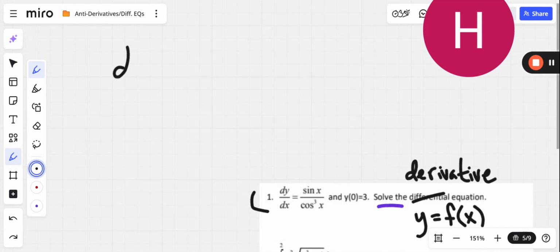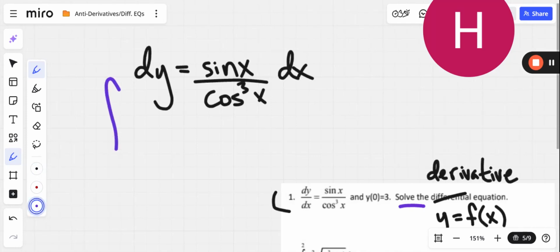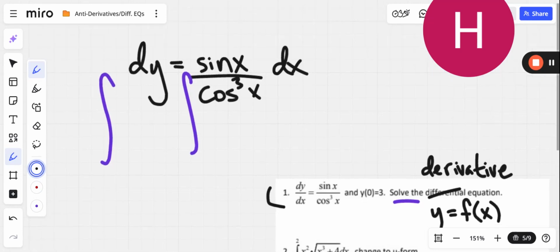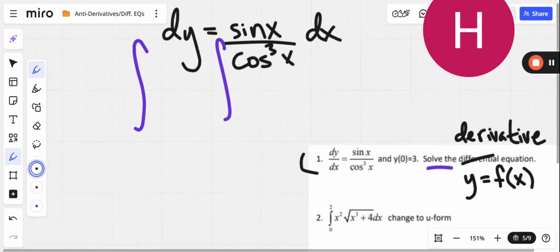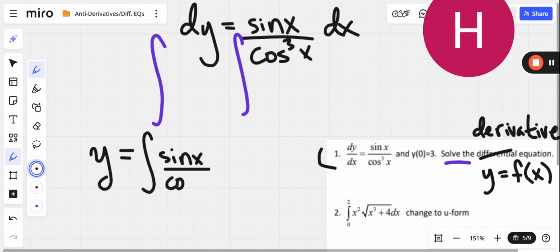So let's take dy dx and multiply dx on both sides. That's going to get us sine of x over cosine cubed, and then dx. Now, since these two differentials are equal, we can add them up indefinitely, and they will still be equal. And when we do the integral of dy, or the antiderivative of dy, that's just going to be y. But when we do the antiderivative, or the integral of sine of x over cosine cubed x, that can be a little tricky. There is more than one way to do this.